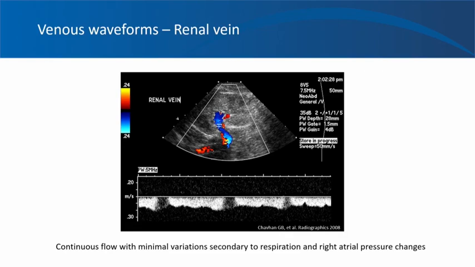So, venous waveforms. We are typically interested in renal and portal venous waveforms. And here is an example of a renal venous waveform, which pretty much shows continuous flow with minimal variations. And these variations are secondary to respiration and right atrial pressure changes.